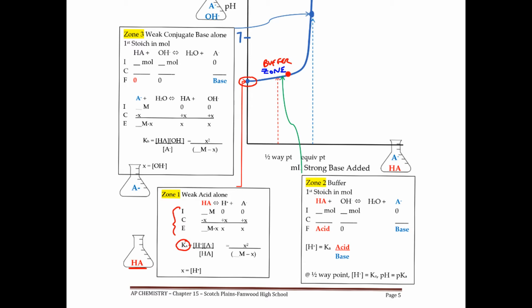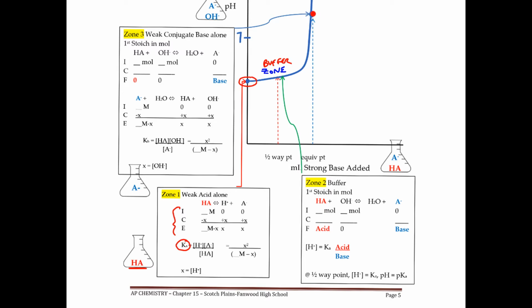If you're any other place in the buffer zone, which we didn't really do much in the homework on this, but if you ever had to, one of the OH is always going to run out in the buffer zone. So if it's not the halfway point, but you're still in the buffer zone, just recall in your stoichiomoles, you're going to have weak acid and weak base both, so you're going to just use the buffer shortcut in zone 2.